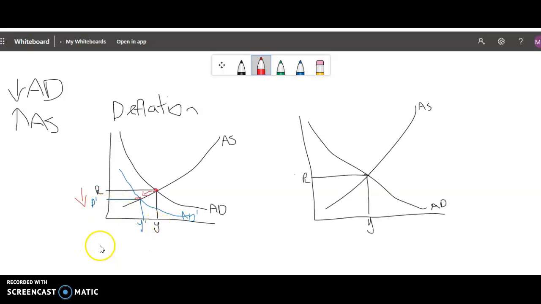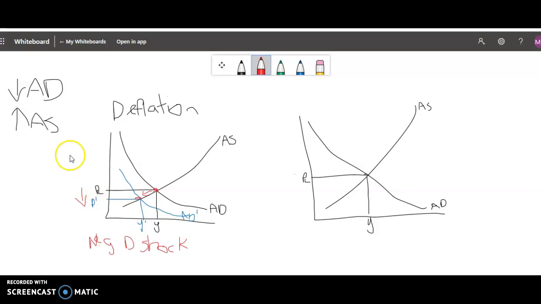So a term for this, if you like, is you can call this a negative demand shock. We talk about shocks to the economy, and when AD falls, which is what's happening now, that's a negative demand shock to the economy. Negative because it causes output, our real GDP, to fall, and it also causes prices to fall as well.